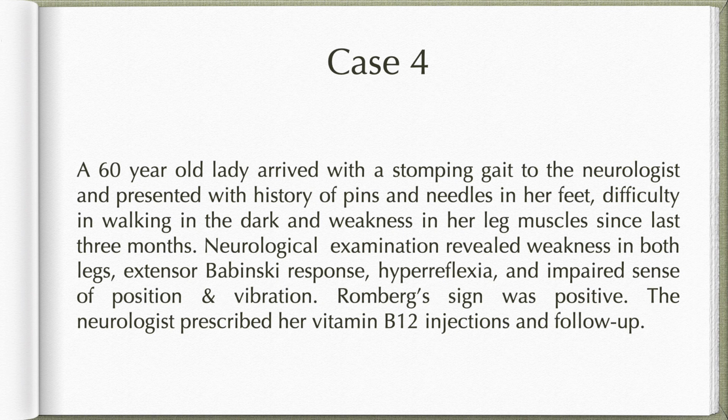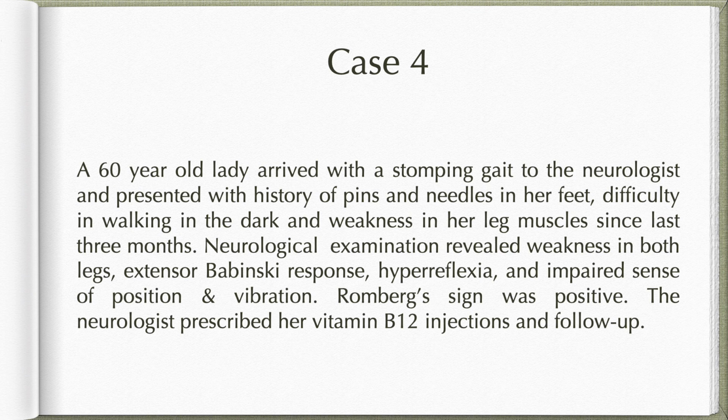Coming to the next case, a 60-year-old lady arrived with stomping gait to the neurologist and presented with a history of pins and needles in her feet, difficulty in walking in the dark, and weakness in her leg muscles since last 3 months. Neurological examination revealed weakness in both her legs, extensor Babinski sign, hyperreflexia, and impaired sense of position and vibration. Romberg sign was positive. So the neurologist prescribed her vitamin B12 injections and asked for follow-up.